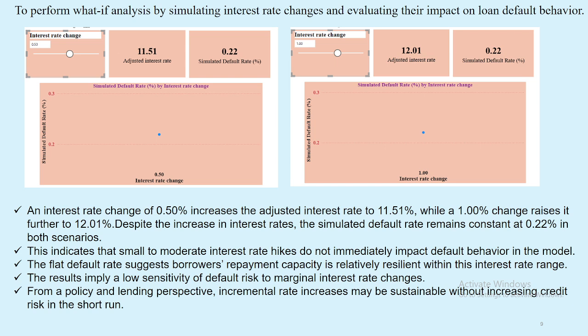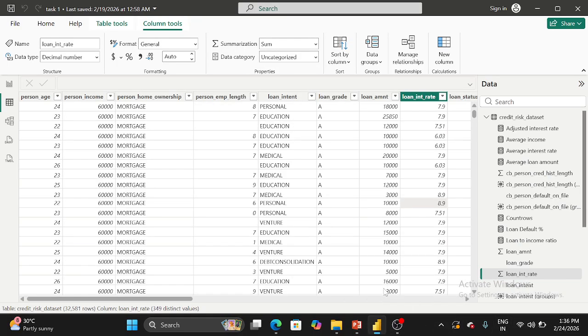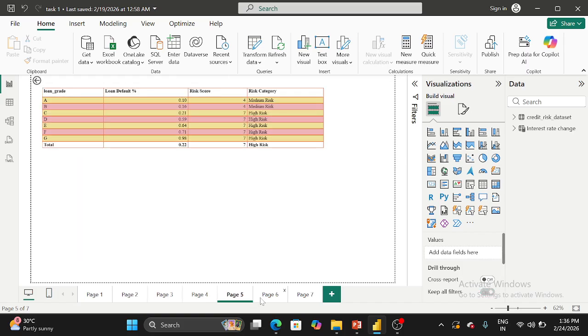And the next task is we need to do the what-if analysis, nothing but situation-based analysis, like if there is a change, an increase or decrease in the interest rate, what is its impact on the loan default rate and adjusted interest rate, that we need to analyze. Here in the Power BI dashboard only we could see clearly.